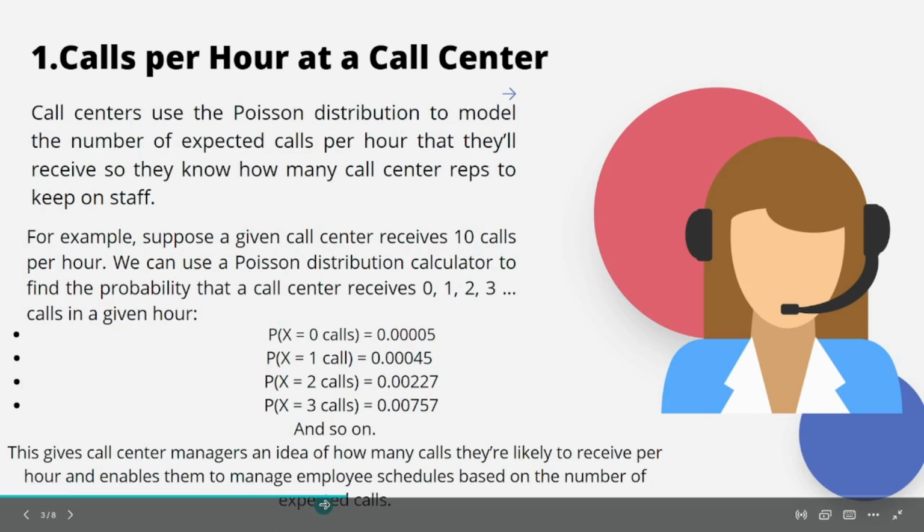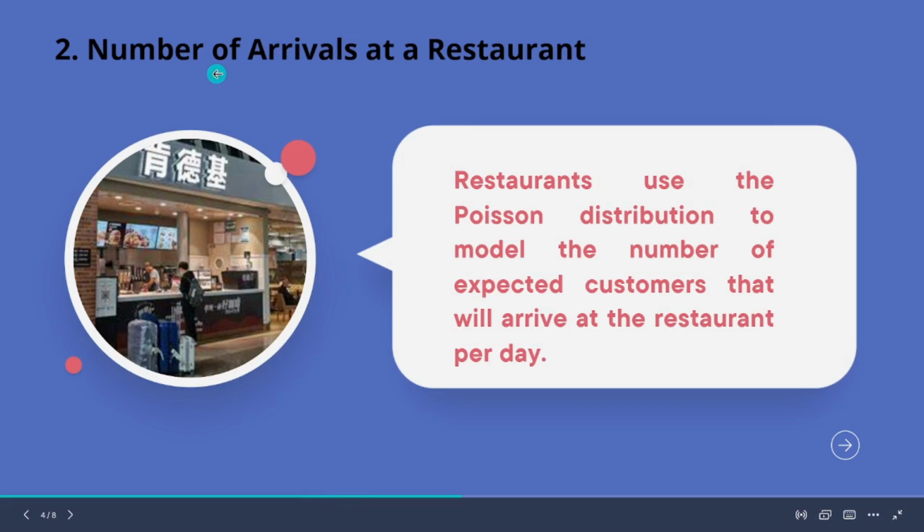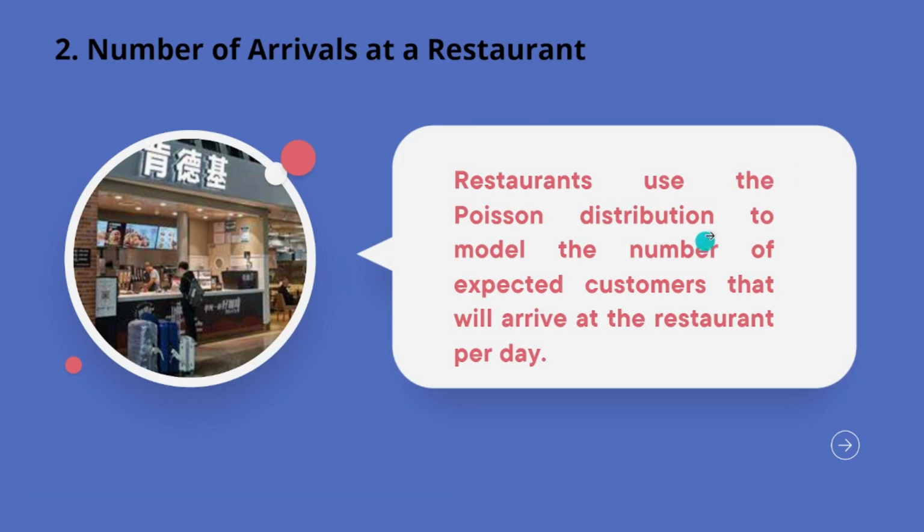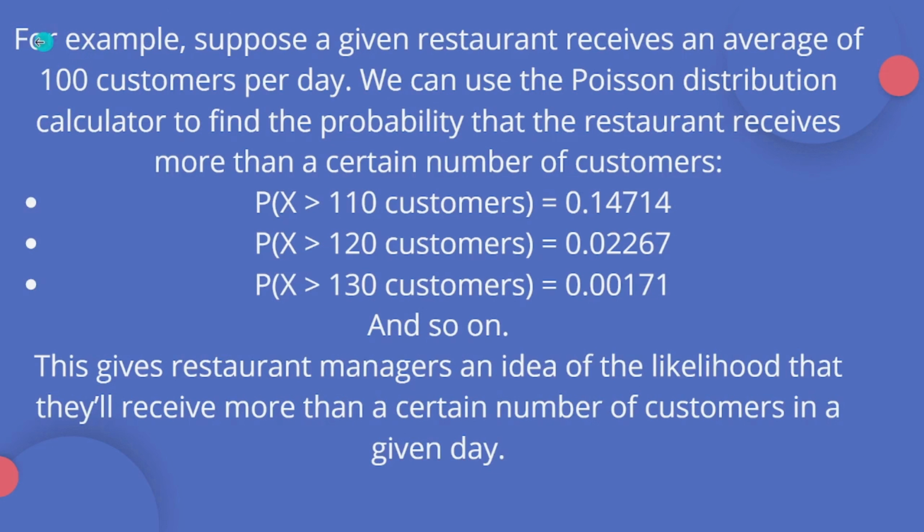So let us see the next application: number of arrivals at a restaurant. Restaurants use Poisson distribution to model the number of expected customers that will arrive at a restaurant per day. So let us see an example.